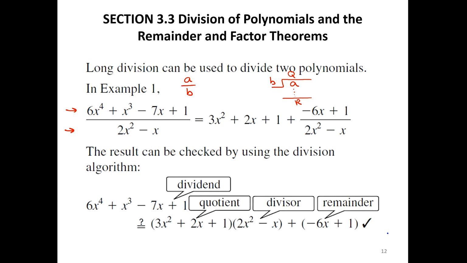A over B equals what? This equals the quotient plus the remainder over B. A is called the dividend, and B is called the divisor.